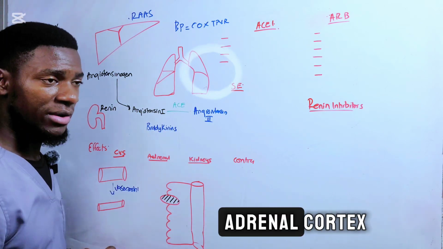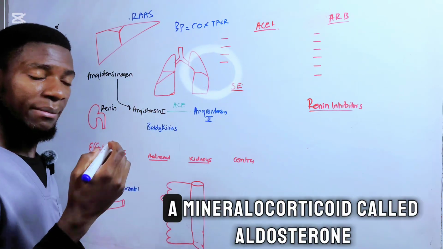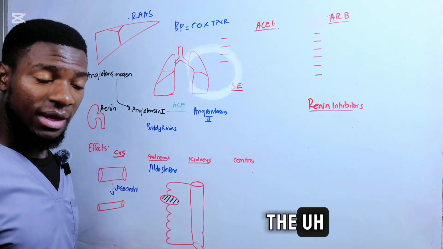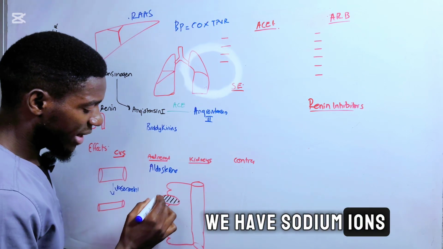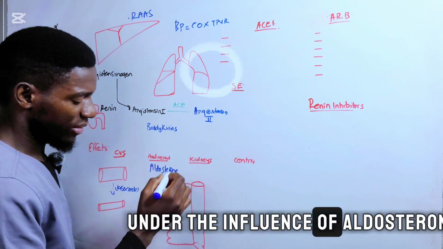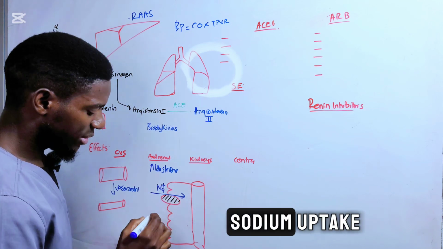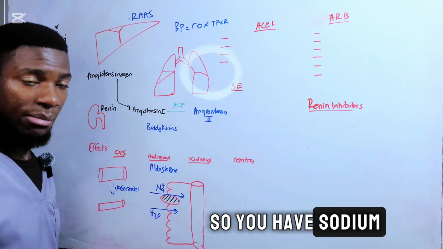What happens in the adrenal cortex? In the adrenal cortex, angiotensin 2 stimulates the release of a mineralocorticoid called aldosterone. So this mineralocorticoid, in the filtrate flowing in the kidney tubules or in the nephron, we have sodium ions being reabsorbed under the influence of aldosterone. So we have sodium uptake. When you have sodium uptake, water follows by osmosis. So we have sodium and water retention.